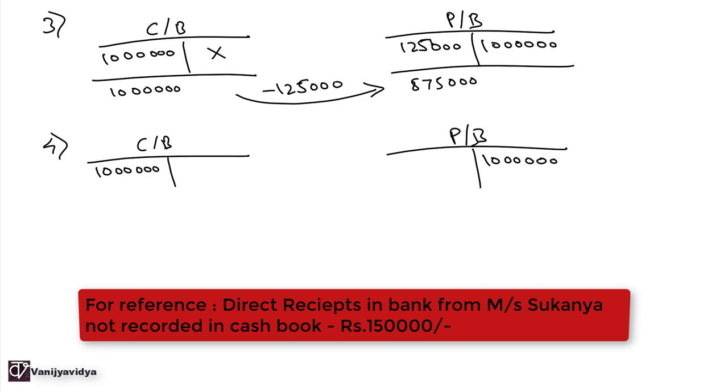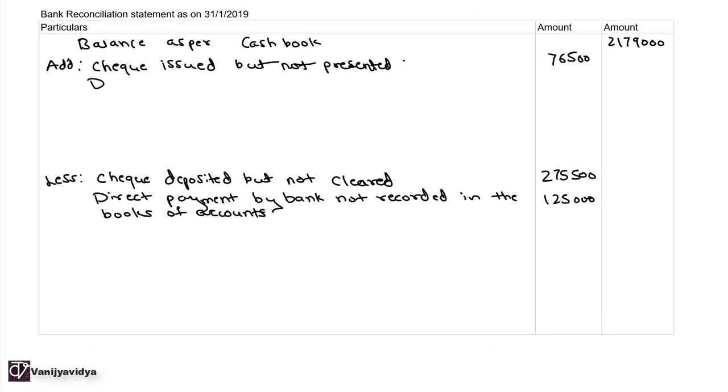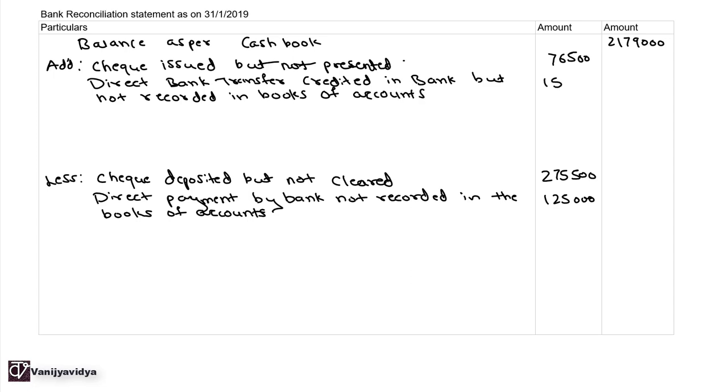Now there is a direct credit in our passbook. So 1,50,000 on the credit side of passbook. There is no entry in the cash book. So balance as per cash book is 10 lakhs. Balance as per passbook is 11,50,000. So we are moving from cash book to passbook. So we have to add 1,50,000 in bank reconciliation statement. Let's do this. Add direct bank transfer credited in the bank but not recorded in the books of accounts 1,50,000. Now the next transaction.